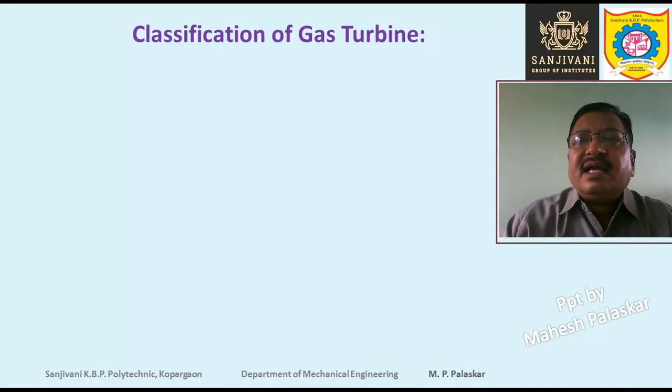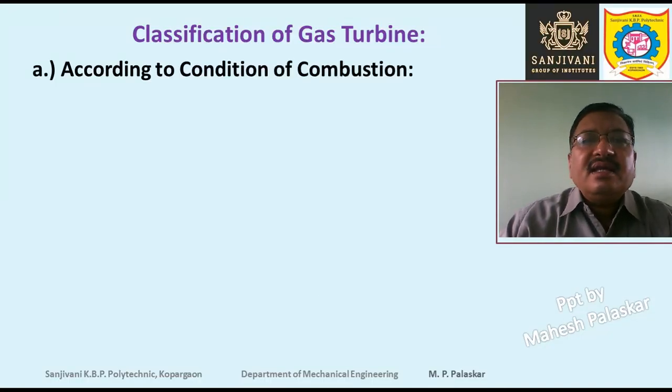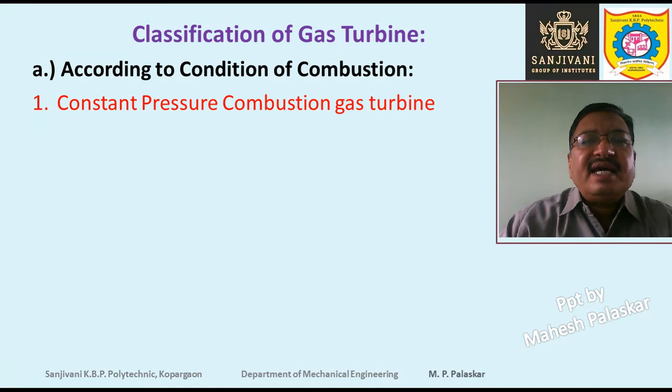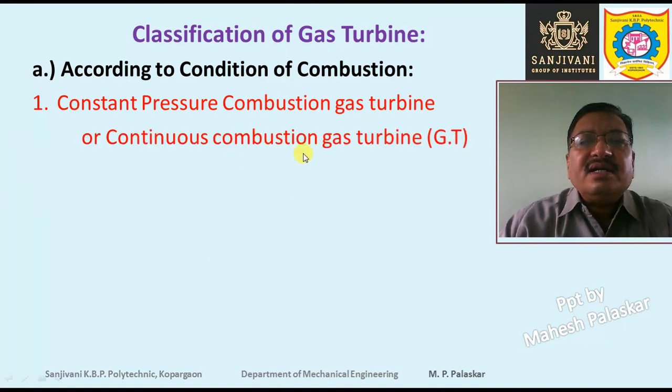Let us study the classification of the gas turbine according to the condition of the combustion. The gas turbines are classified as constant pressure combustion gas turbine or continuous combustion gas turbine. So the combustion process may take place at constant pressure continuously. Then the gas turbine is called the constant pressure combustion gas turbine or the continuous combustion gas turbine.